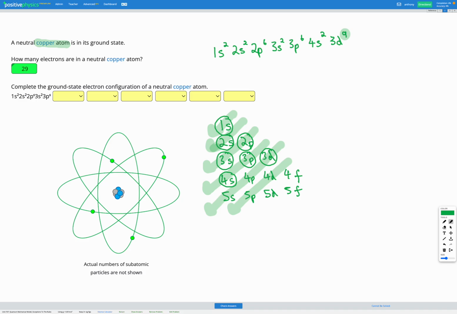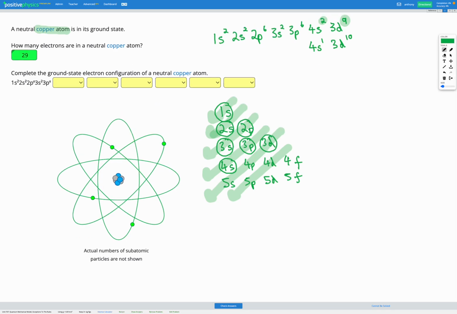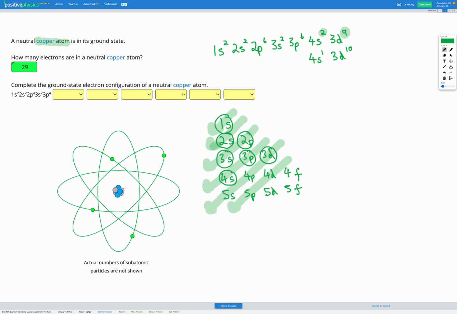Now, it turns out that what would be more stable than having a full s orbital and a partially full d orbital, it will be more stable to actually have a partially full s orbital and a full d orbital. So in this example, instead of following the rules we've used so far, one of the electrons from the 4s2 orbital actually goes into the 3d orbital. So we actually end up with 4s1 and 3d10 as our electron configuration here.